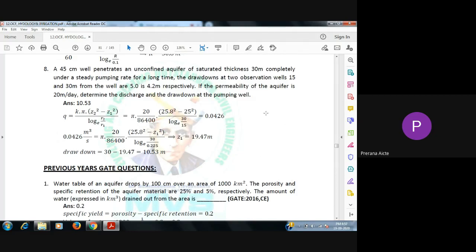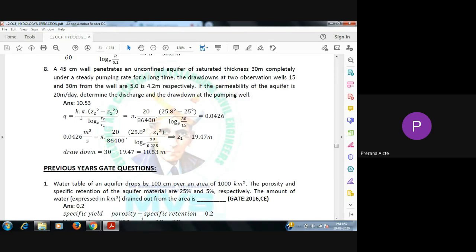Mark the discharge. Thickness h equal to 30 meters. Draw the two observation wells, 15 and 30 meters from the well, because R1 equal to 15 meters, R2 equal to 30 meters. Drawdown is S1 or H1, Z1, whatever it is. Drawdown 1 is 5.0 meters at 15 meters, and drawdown 2 is 4.2 meters at 30 meters respectively. Permeability of the aquifer K equal to 20 meter per day. See that all units should be the same. Determine the discharge and the drawdown at the pumping well.